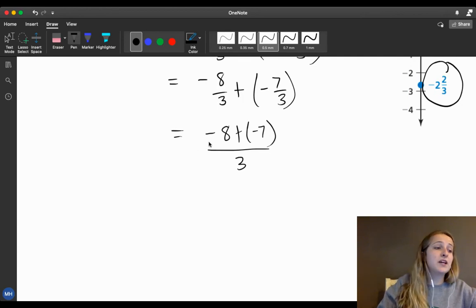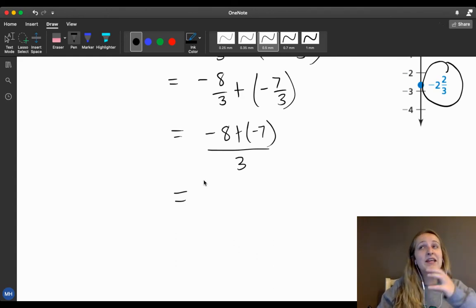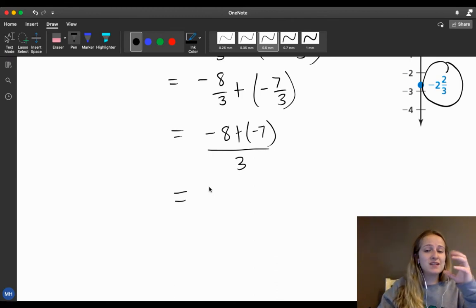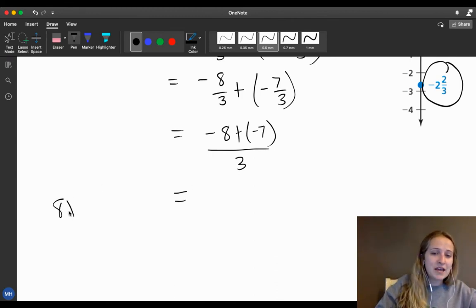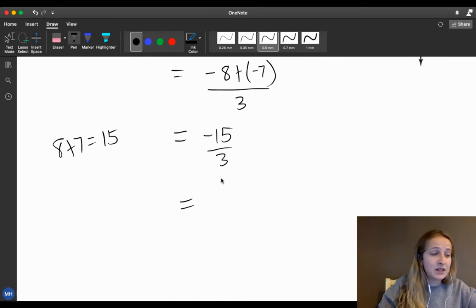All right, from there we have negative 8 plus negative 7. I can think about a number line this way, but if I'm already in debt $8 and then I'm adding $7 more of debt, the total debt is just going to be 8 plus 7, which is going to give me 15. But I know that's in debt because these have the same signs. So I'm going to get negative 15 over 3, which I know negative 15 divided by 3 is going to give me negative 5.